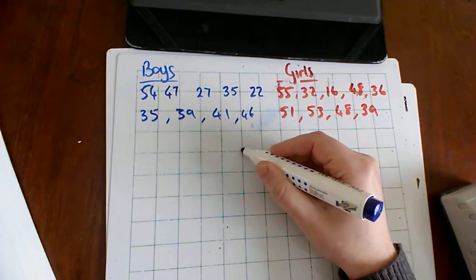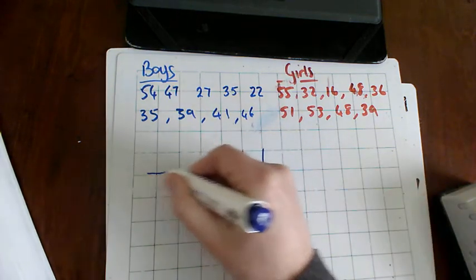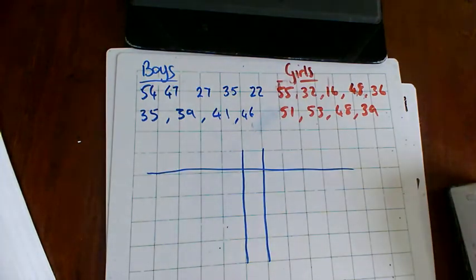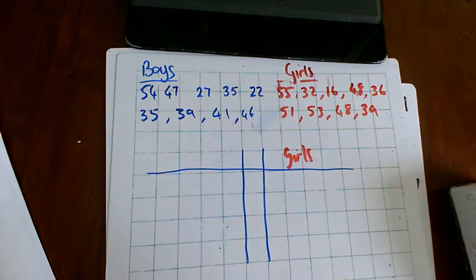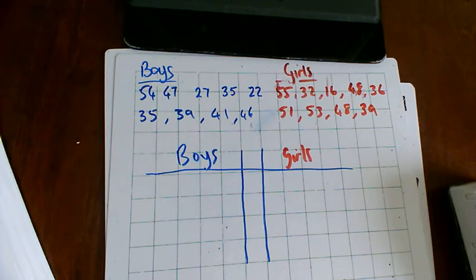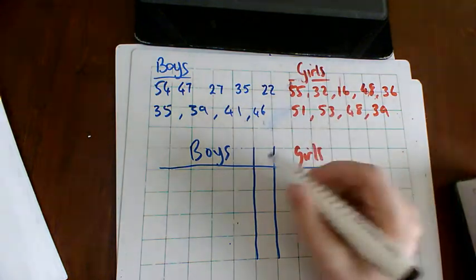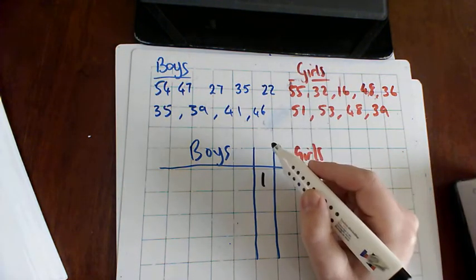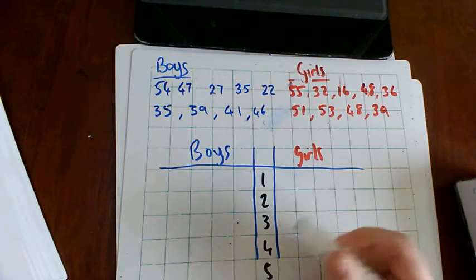So for example, down here you do two lines because you're going to be working on both sides, and the leaves are going to go here and here. I'll put this side as girls and this side over here as boys. What we do is look for the highest score and the lowest score, out of both of them. The lowest score, I think, is 16, so we're going to have the 10s, with nothing in the units. The highest score is in the 50s, so we go 1, 2, 3, 4, 5. I'm just going to extend that down.